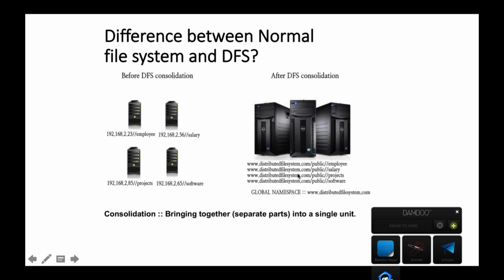It will have a global access name, or global namespace. When it comes to local namespaces, each one has its own namespace. But with the DFS, you'll have a global namespace, which is www.this.com, and the public is a single access point, a shared drive or shared path, where you can access the employee and salaries. Okay.